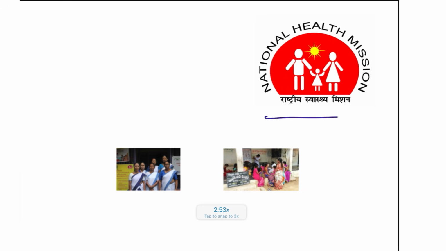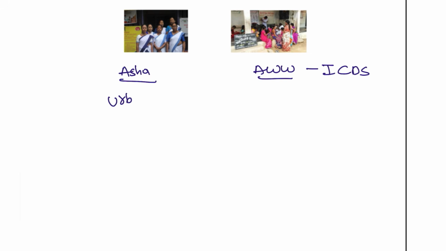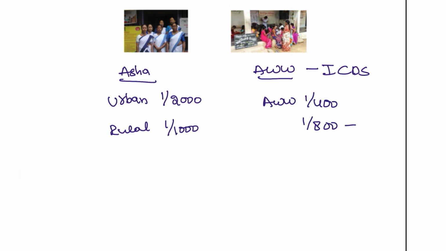Next, this is the National Health Mission logo, and here the Asha worker and Anganwadi worker. The Anganwadi worker comes under the ICDS center. Asha workers: in the urban population, one Asha worker for 2000 population, and in the rural, 1 for 1000 population. Anganwadi workers: 1 for 400 or 1 for 800. The 800 is for the urban population, and the 400 is for the rural or plain areas population.